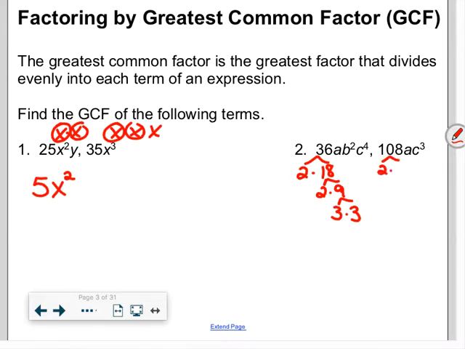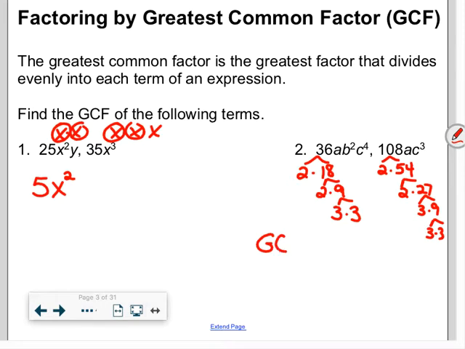So 108 is even. So 2 goes in there 54 times. 54 is even, so I divide it and I get 27. 3 goes in there 9 times, and 9 is 3 times 3.